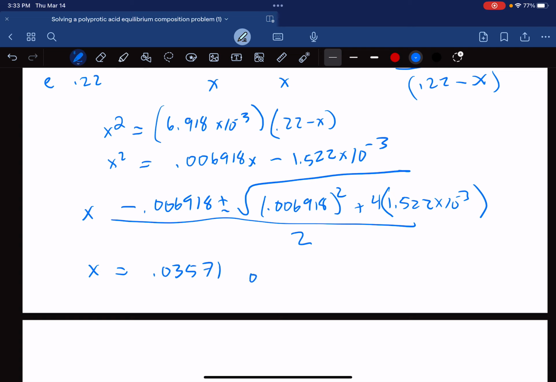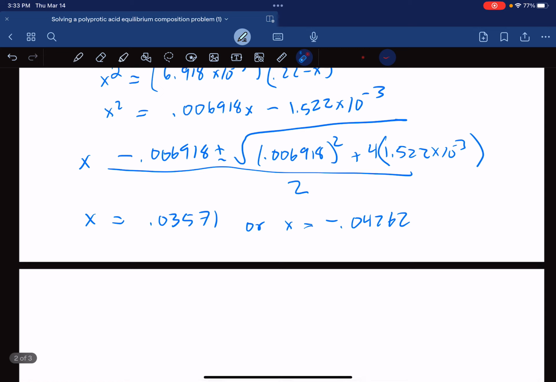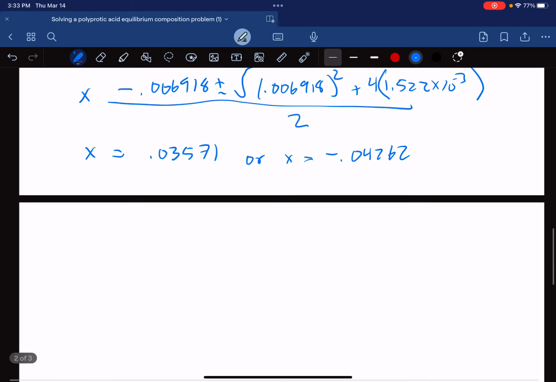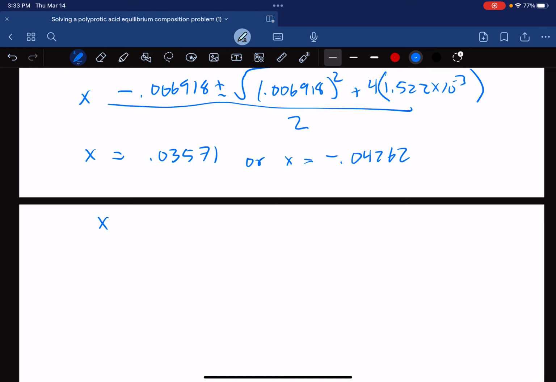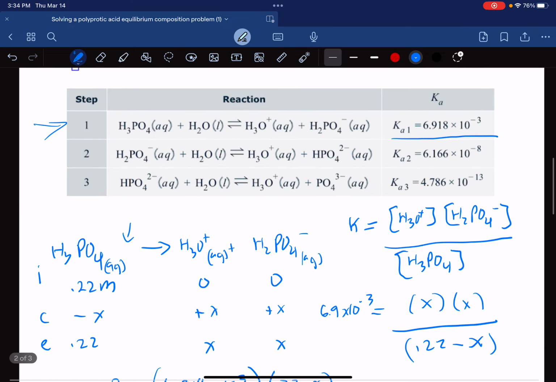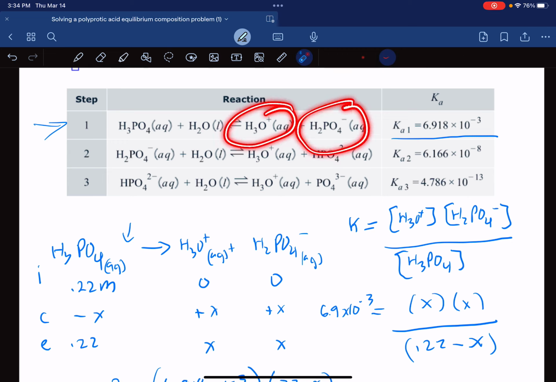0.03571, or we're going to end up with x is equal to negative 0.04262. And we know this to be true. We cannot have a negative molarity, so that means that this is the molarity that we have for our x. Now, what is really important is that this x value here is equal to two things. It's equal to our H3O plus concentration, and it's equal to our H2PO4 minus concentration. So if we go back up to here, we have just solved for these two values right here. And why is that important?